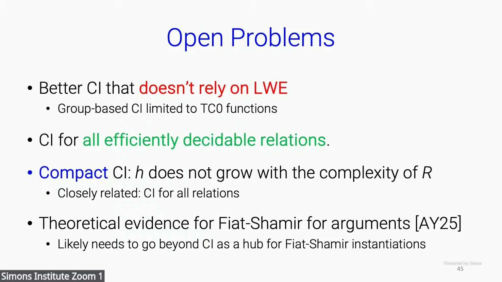I guess the one thing that I haven't mentioned is that it's really not clear what's going on with respect to Fiat-Shamir for general purpose arguments. I think Gal is going to give a talk related to this later in the week, and I encourage you to think about this problem, because in full generality, I don't expect correlation intractability to be exactly the right security notion for Fiat-Shamir.